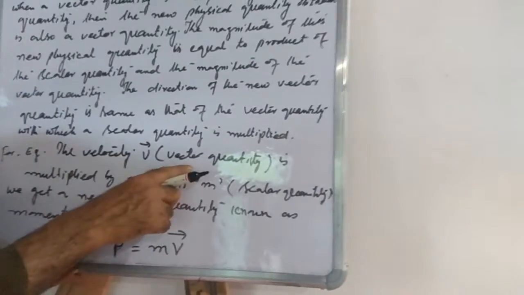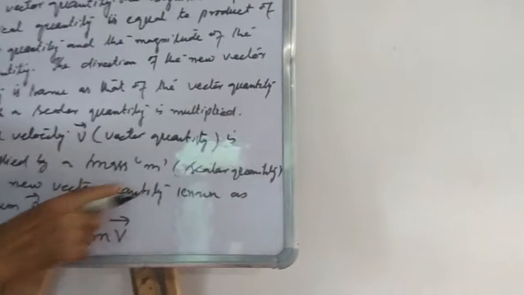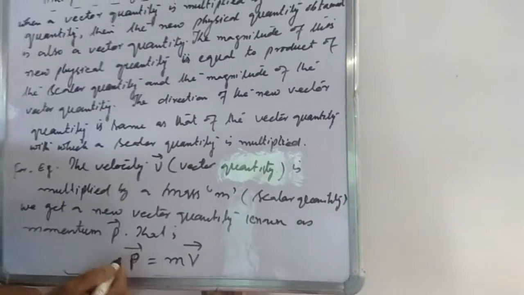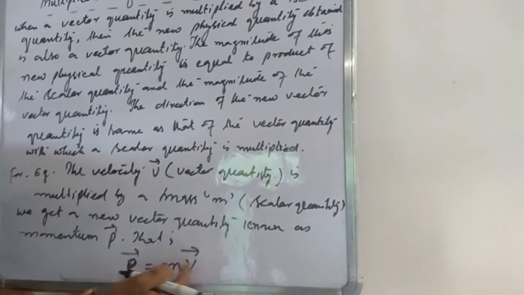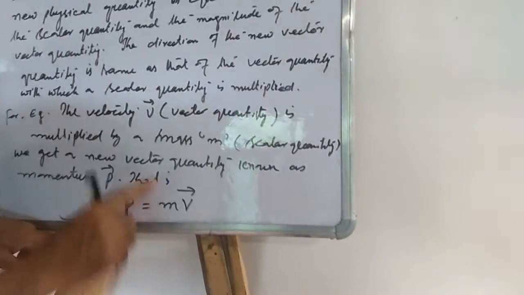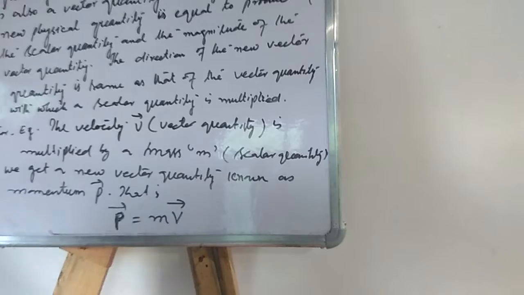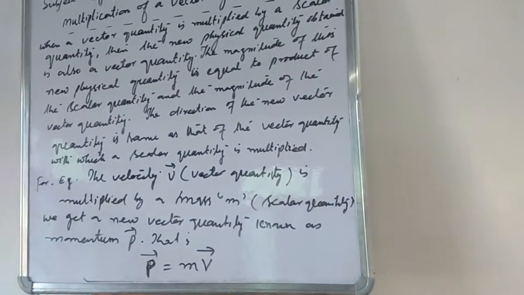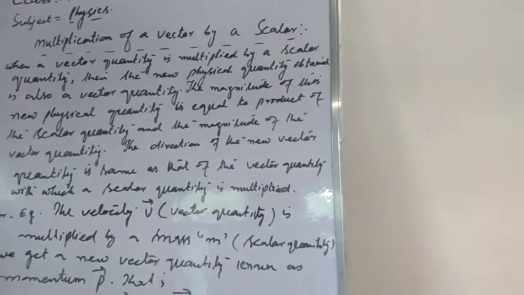So here we are given the example: when the vector velocity is multiplied by mass m, a scalar quantity, we obtain a vector quantity known as momentum, and its direction is the same as that of the given vector with which we have multiplied the scalar quantity. This is how we multiply a vector quantity by a scalar. Now after that, we will see addition and subtraction of vectors.